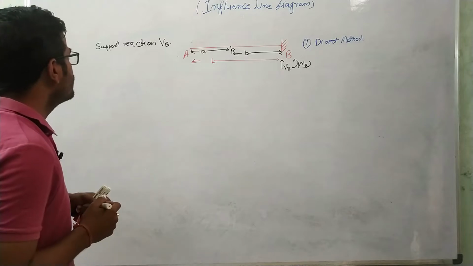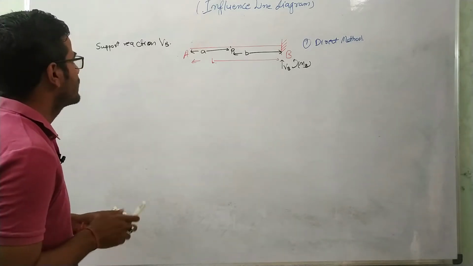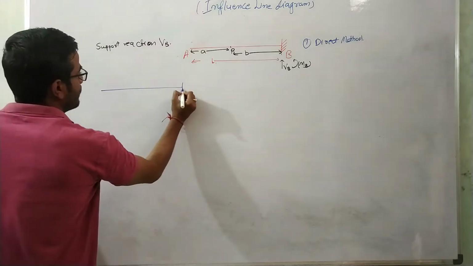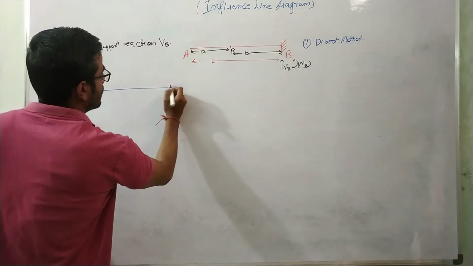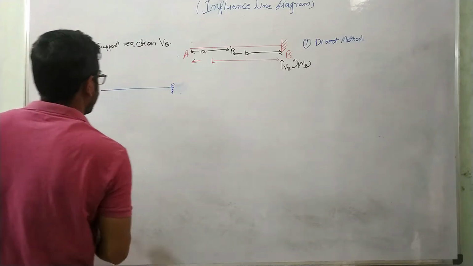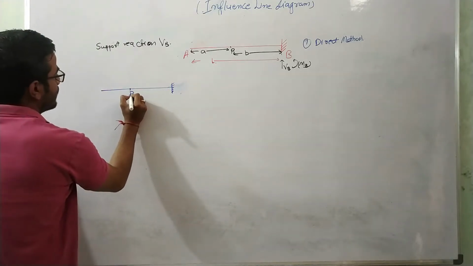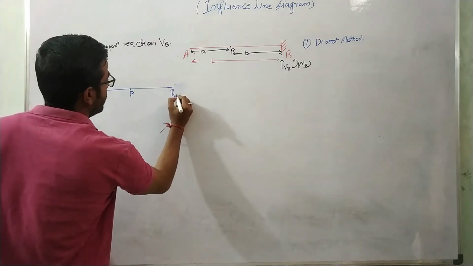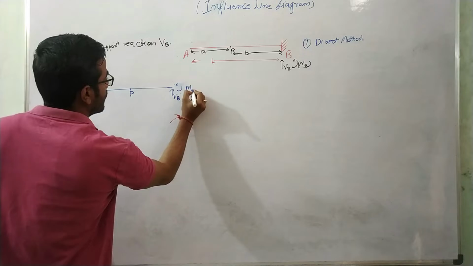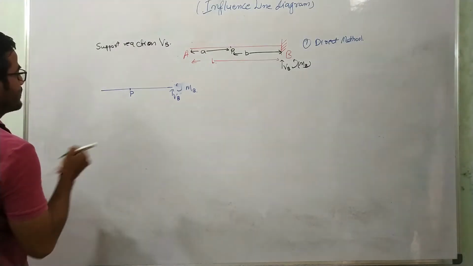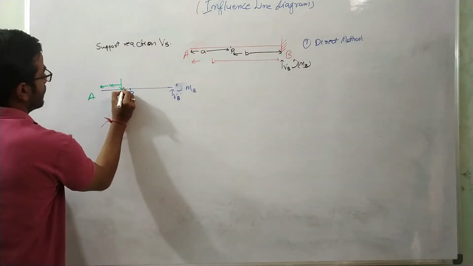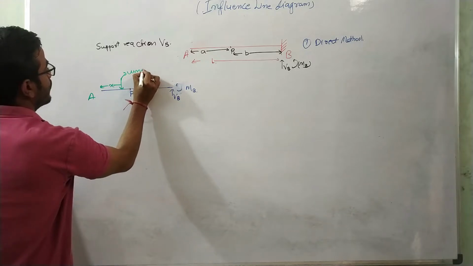To find the influence line diagram for the support reaction VB, let us draw this beam again with a small scale. So this is point P, right? And here the reactions generated are VB and MB. If I keep a unit load at a distance of x from A, this is nothing but the unit load.